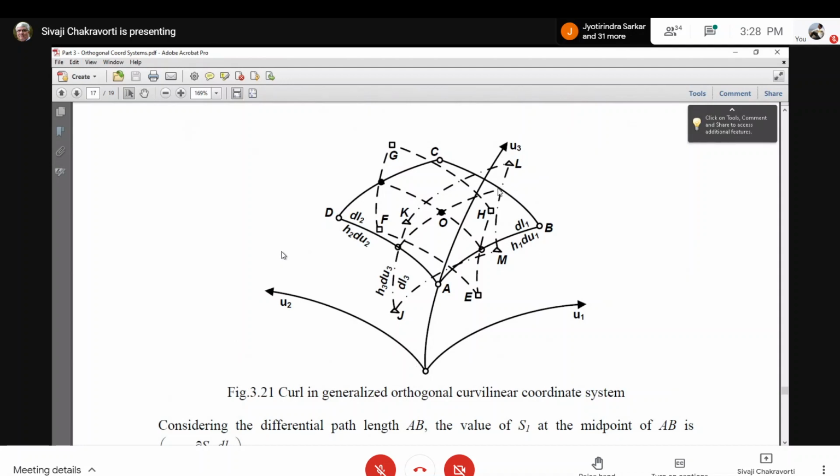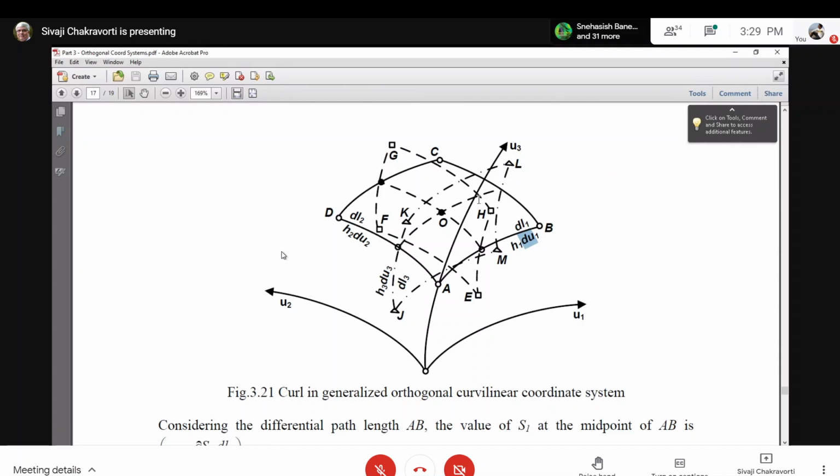If I now go to the line BC, here we will integrate the U2 component, that means S2. But we have to find the value of the vector field at the midpoint of BC. That we will get from the value at O. From O to the midpoint of BC we are traversing along the U1 direction, in the increasing direction, so it will be half of dl1, that is dl1 by 2, but plus. Then if you take the line AD, and we are traversing from D to A, not A to D, we take the midpoint. From point O to this midpoint, it is again half of dl1, but in the decreasing direction of U1, so it will be minus dl1 by 2.